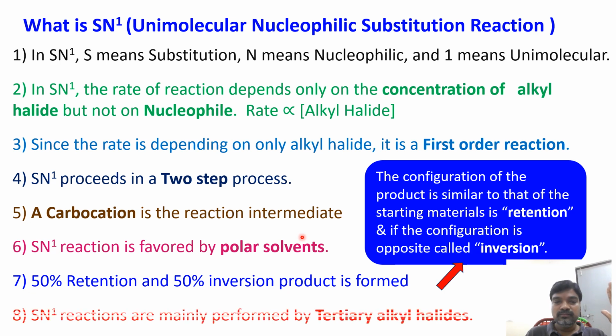Usually alkyl halides participate in nucleophilic substitution reaction, but alkyl halides are of different types, for example tertiary, secondary, primary alkyl halide. Then what kind of alkyl halides participate in SN1 reaction? Tertiary alkyl halides participate in SN1 reaction compared to secondary and primary. Tertiary alkyl halides favor the SN1 reaction mechanism.